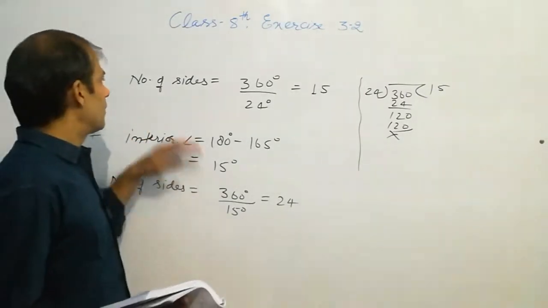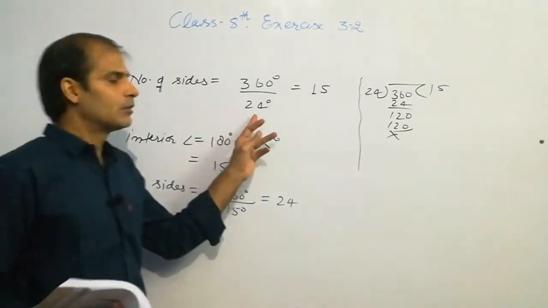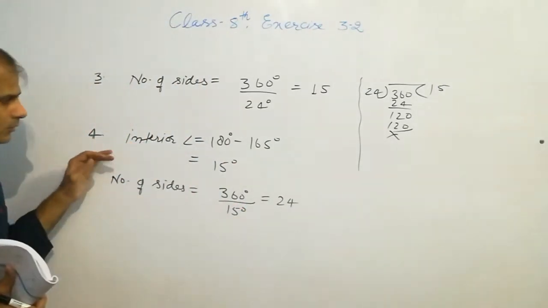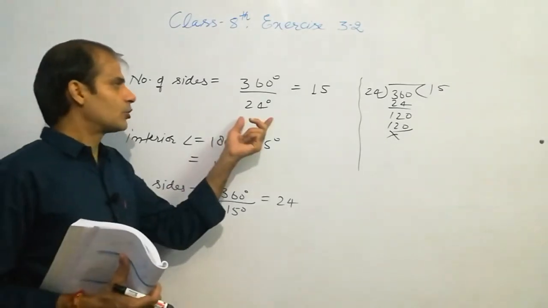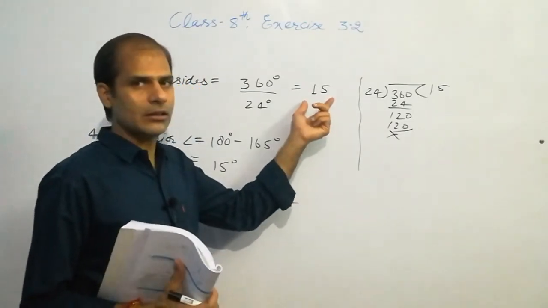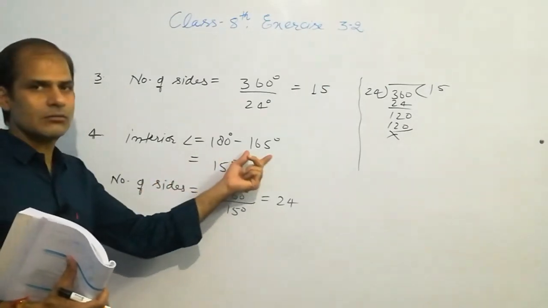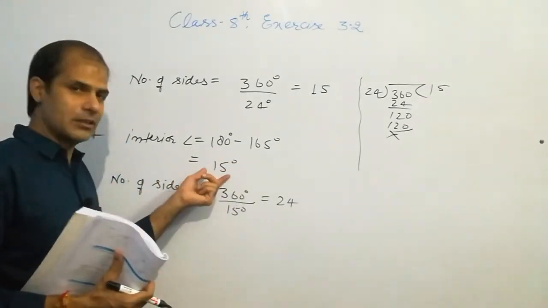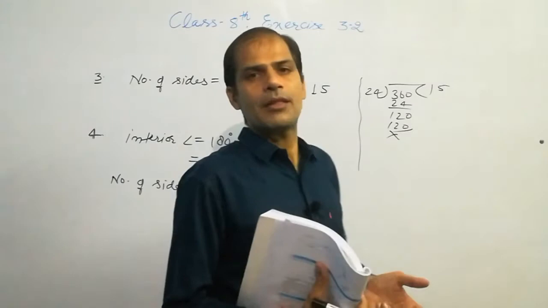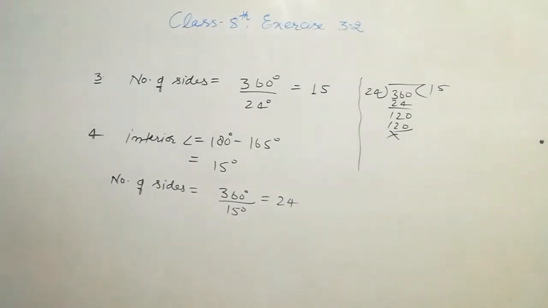Listen again. These questions are very important because in third question it is given the value of exterior angle. In fourth question the value of interior angle is given. So जब भी आपको exterior angle की वैल्यू पता हो, आपको 360 को उस वैल्यू से डिवाइड करना है and you will get the number of sides. But if the value of interior angle is given, you just find the value of exterior angle first, then divide 360 degree by the measurement of exterior angle. You will get the number of sides. So the answer of fourth question is 24.